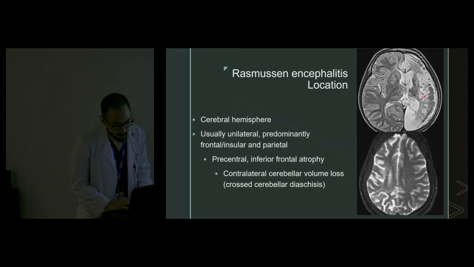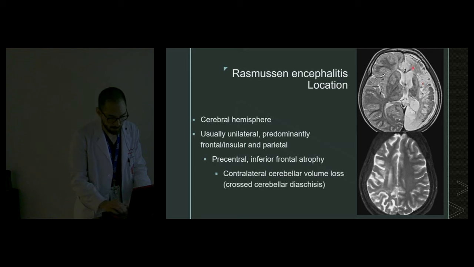As we can see on these images, this one is an axial T2 MRI that demonstrates the diffuse atrophy, which is predominantly on the insular cortex, which is typically involved in Rasmussen encephalitis, and the right frontal lobe. It is usually of the precentral and inferior frontal atrophy.